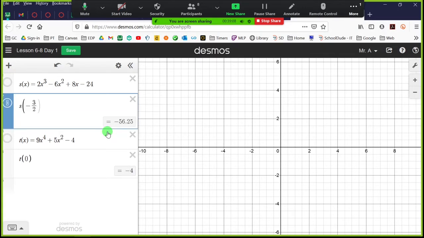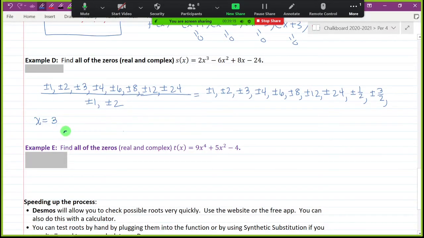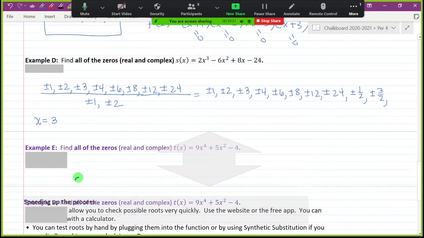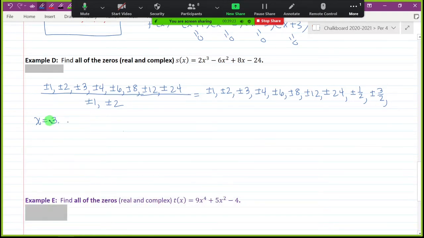Okay, so the only root we got from the rational root theorem that actually worked was 3. We only got one root. And that's fine because we only need 1 to get us started. We only need 1 for our training wheels here. So we're going to take that 3. We're going to use synthetic division. We're going to find the rest ourselves. We don't need no stinking Desmos. All right, here we go.